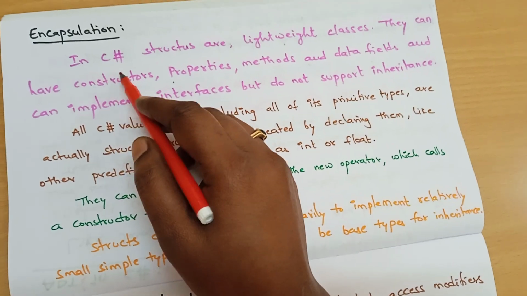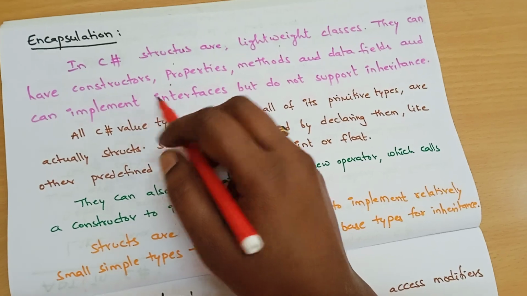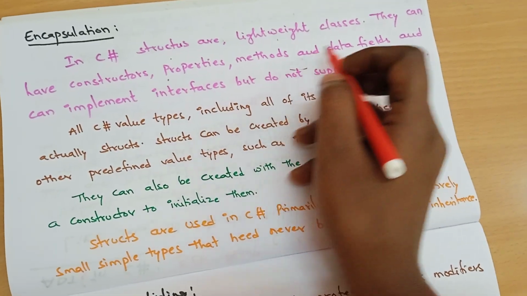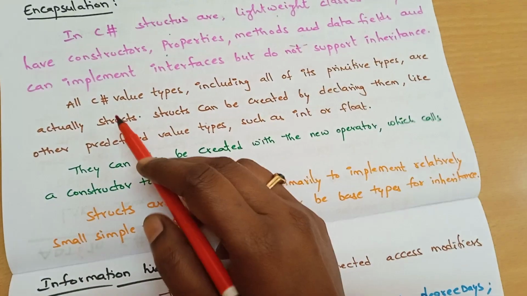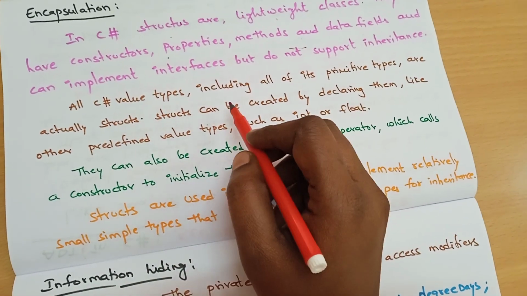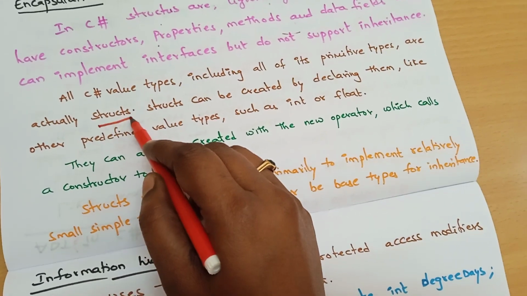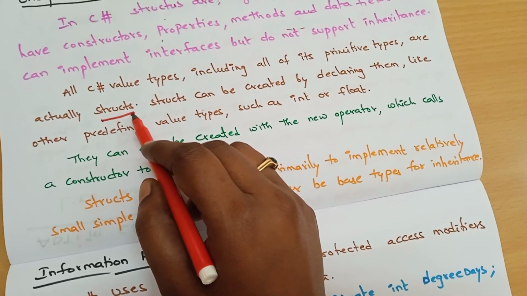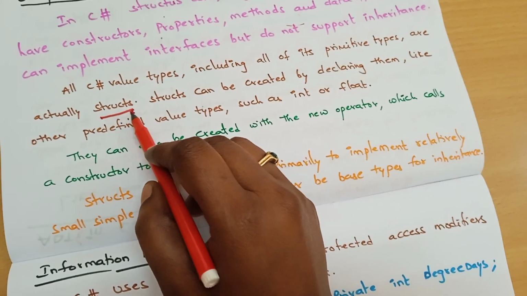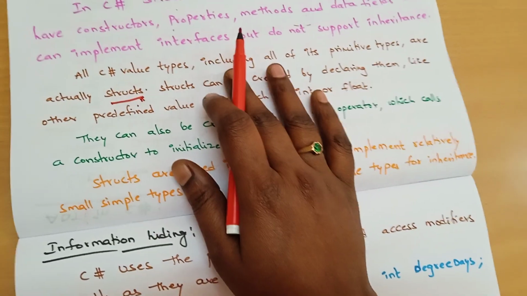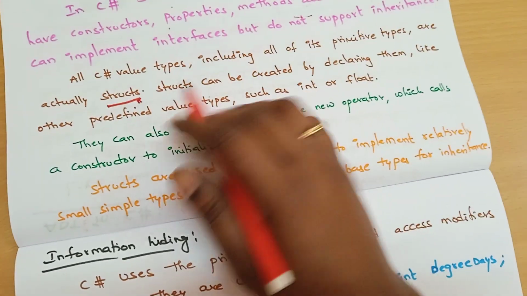Now, in C sharp, structs are lightweight classes. They have constructors, properties, methods, and data fields, and can implement interfaces but do not support inheritance. All C sharp value types, including all of its primitive types, are actually structs. Now, you can see the word struct, which we got from C and even C++. We'll be differentiating C++ and C sharp in many aspects. That will make one more video.